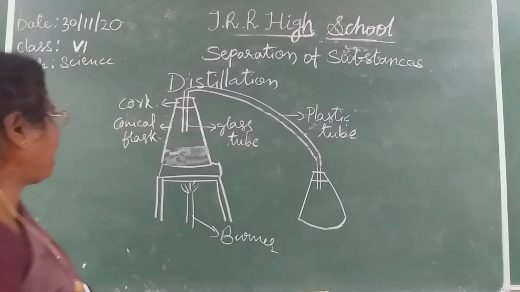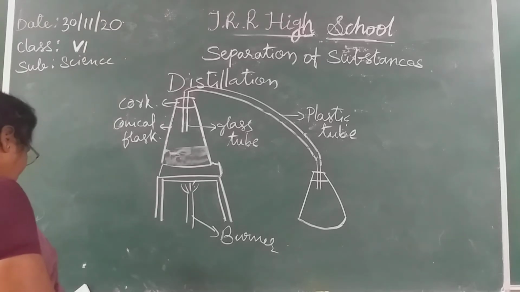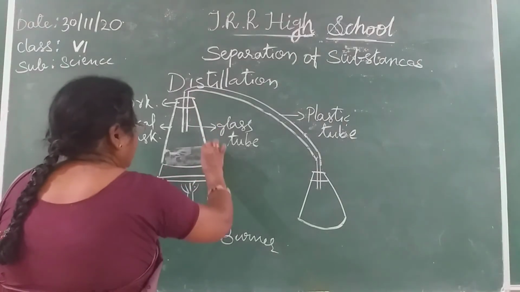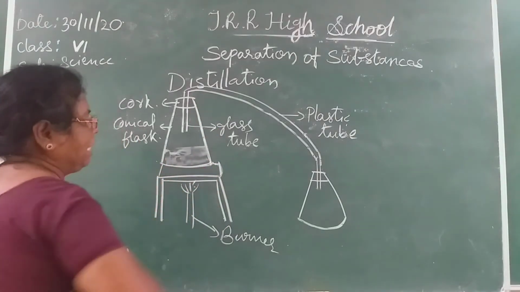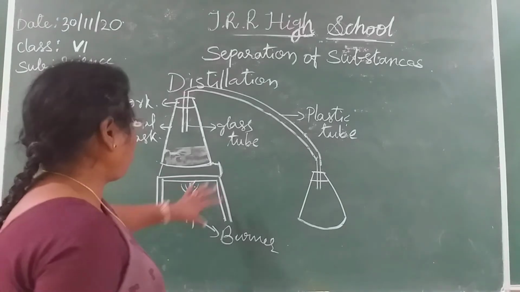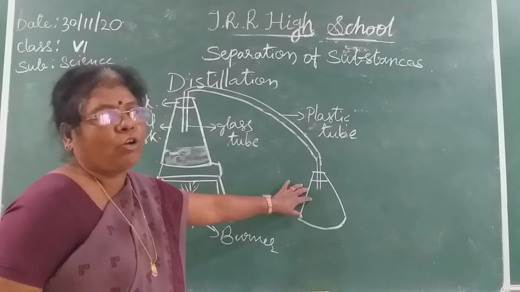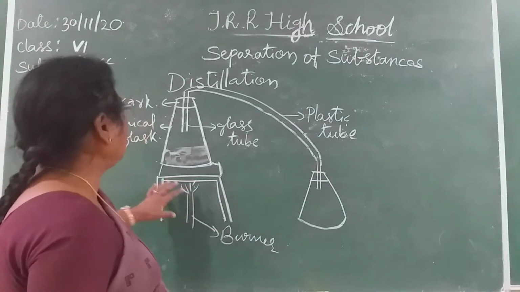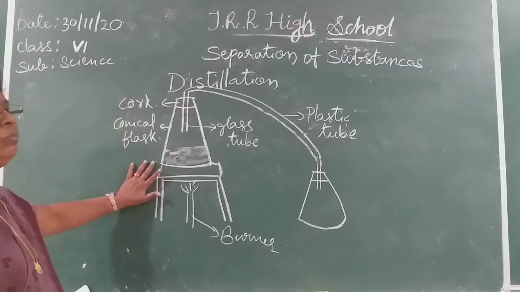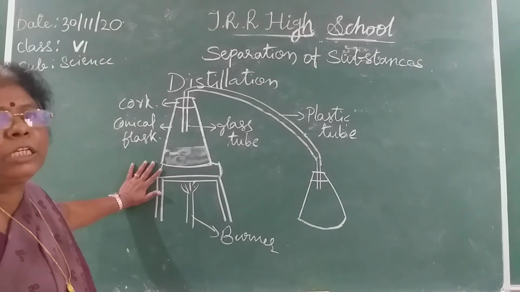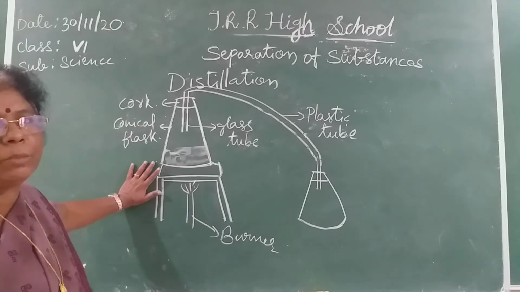So, what is the apparatus we are using here? We require two conical flasks, two glass tubes, two rubber corks, a burner and a stand. These are the materials required for this experiment.